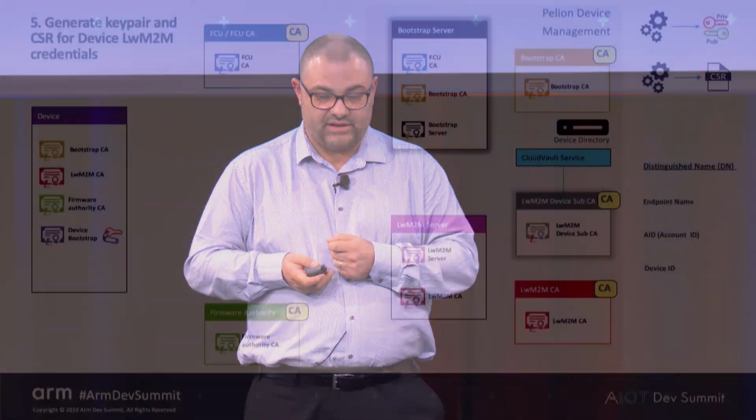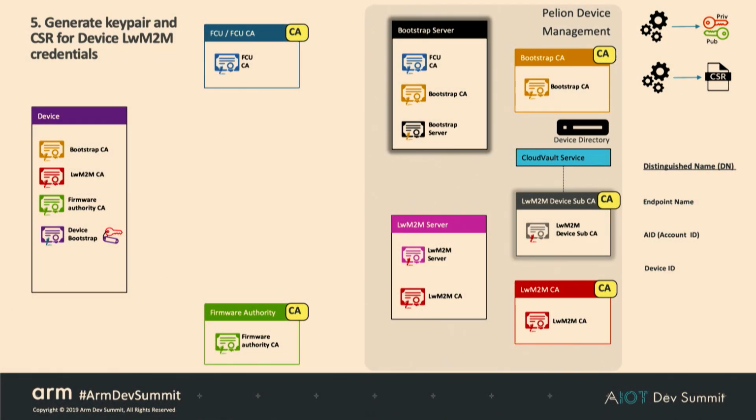So what happens is on the Bootstrap server, we generate the key pair for you and generate a certificate signing request. The certificate signing request here is the interesting part, because when you generate it to get the certificate that will enable the device to connect to the lightweight M2M server, the distinguished name is made up of those three things: the external endpoint name, the account ID, and the device ID that was generated inside of Pelion, which is globally unique. And that is all now the new subject name for the new certificate.